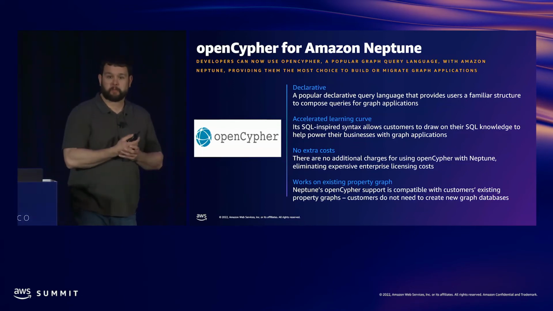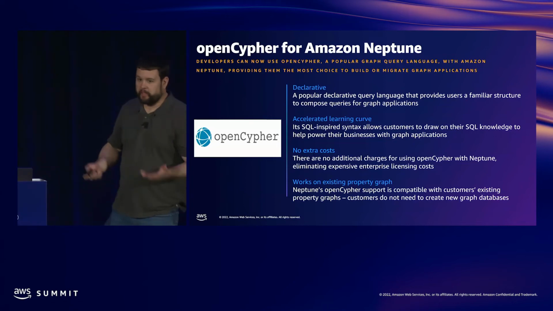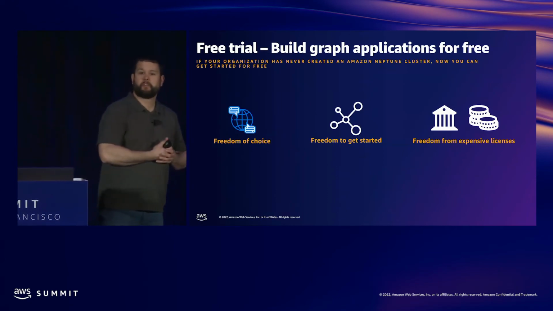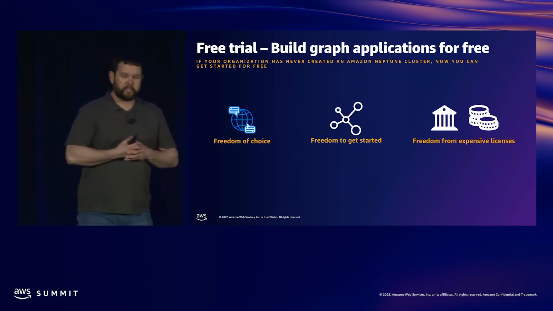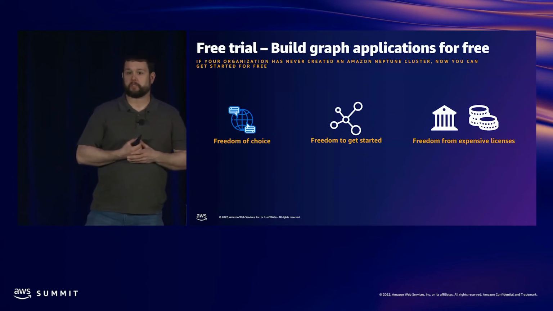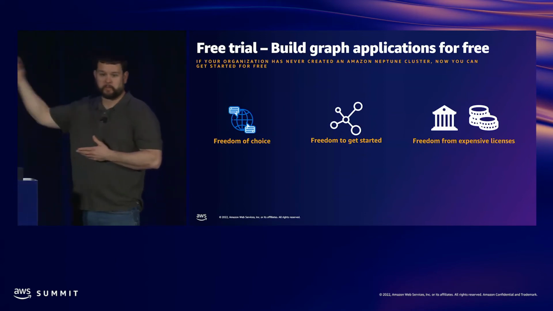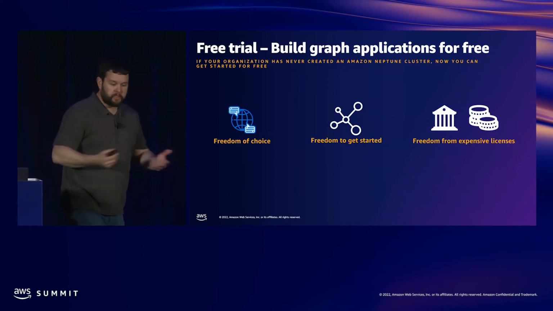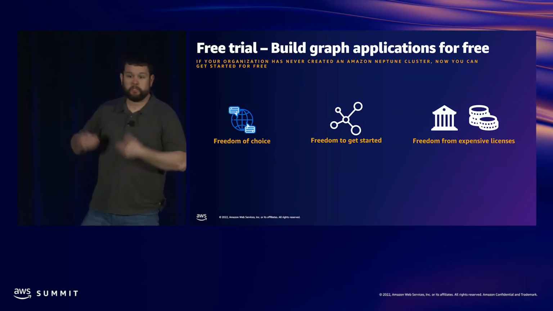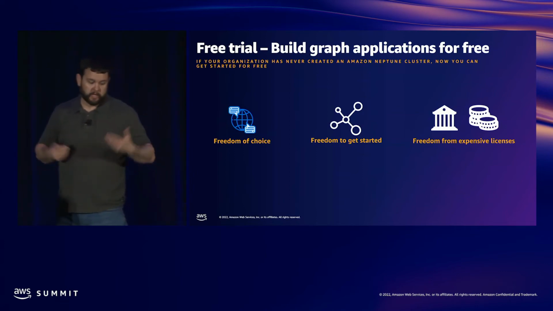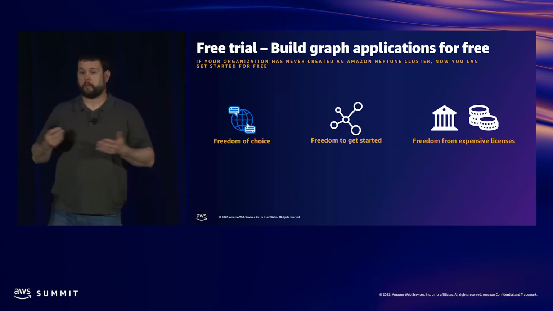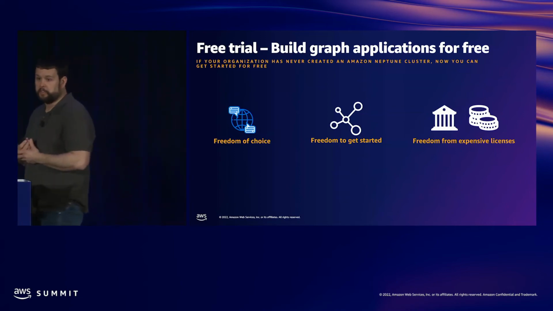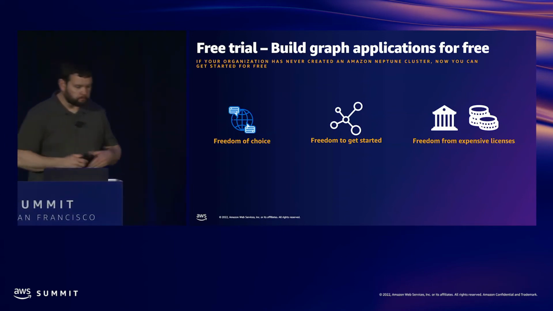So that's the first announcement. The next announcement that I'm also really excited about is that, as of today, we now offer a free trial of Amazon Neptune. This is really about allowing you to start building your graph applications for free and trying out some of the things we've talked about today. The free trial doesn't limit the features of Neptune, so you can use Gremlin or OpenCypher on property graph data, or you can use SPARQL if you're using RDF, the Resource Description Framework.